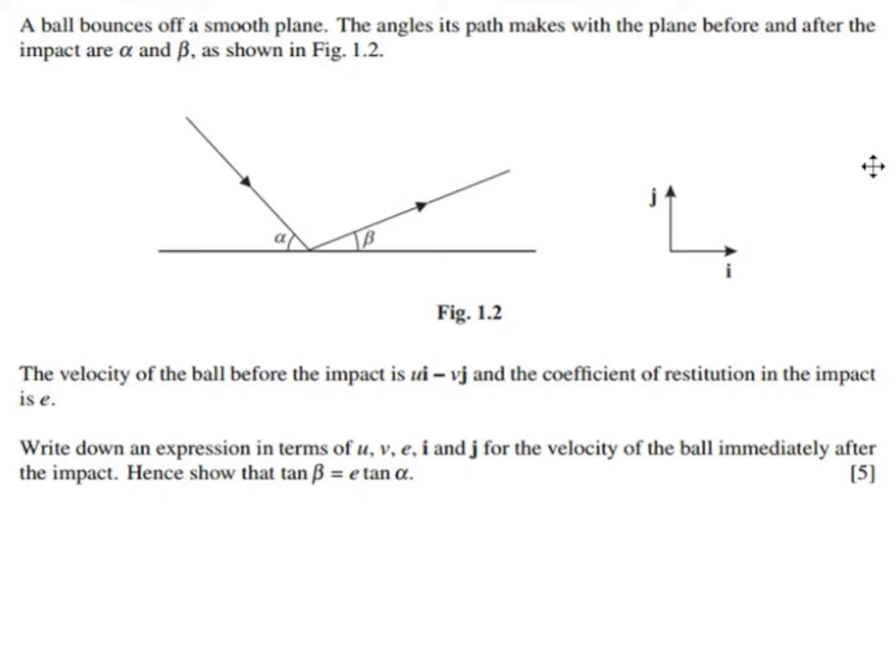So in this question we're asked to look at a ball bouncing off a smooth plane, and we're told that the velocity before the impact is ui minus vj. Now we need to be really careful here because this is not the way that we usually use u and v in these questions. We're used to them being the initial velocity and the final velocity, but that's not what they are in this case.